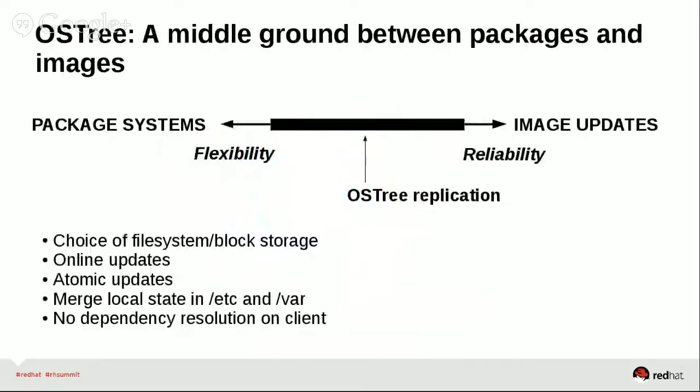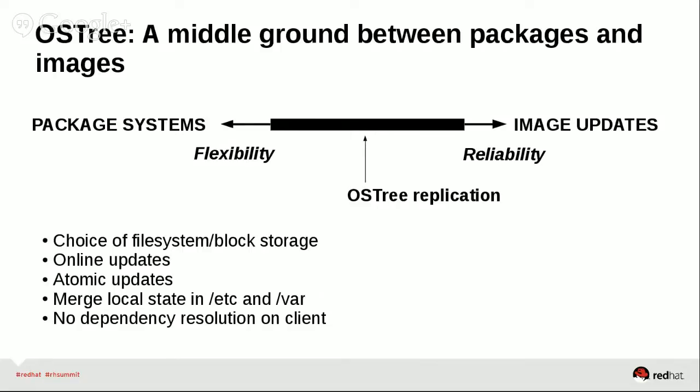For a long time in operating system updates, on one hand, we've had package systems, which are really flexible, very dynamic. You can easily add, remove stuff, update things individually. But they have a lot of downsides. One is that they're not robust against interruption. If something happens in the middle, it can be hard to recover from. Or after you do an update, it can be very difficult to roll back.